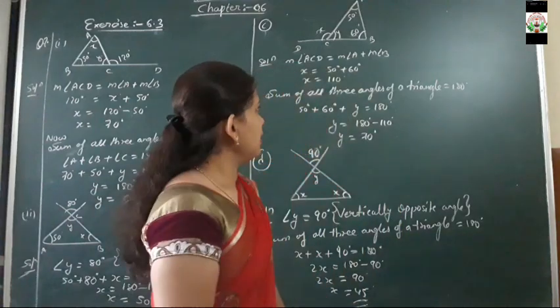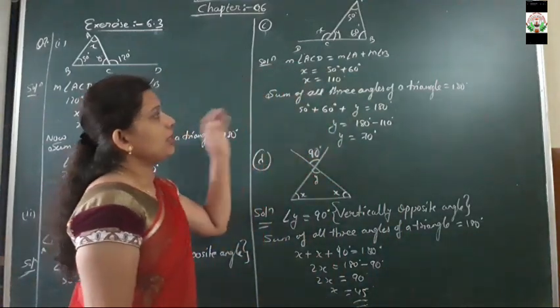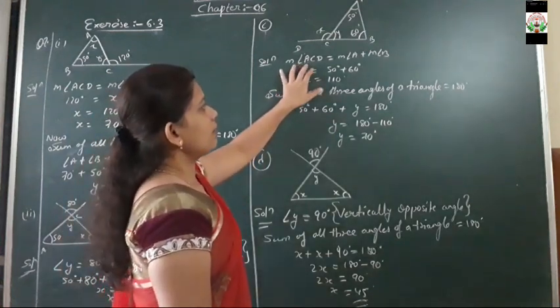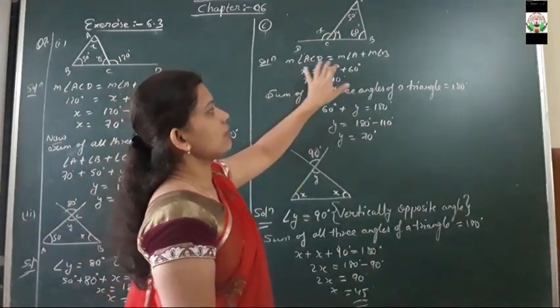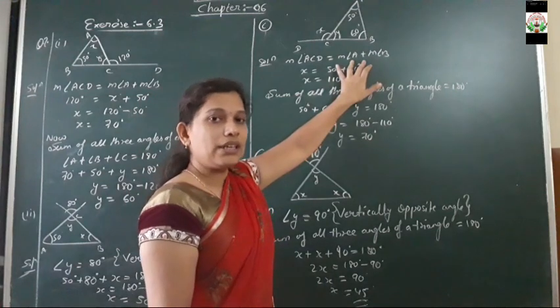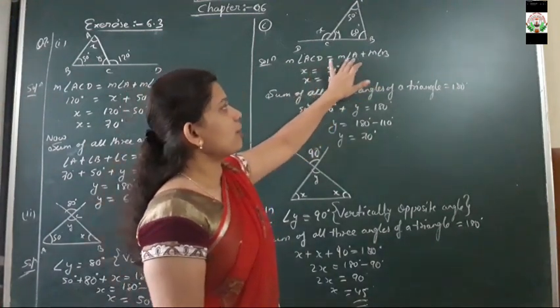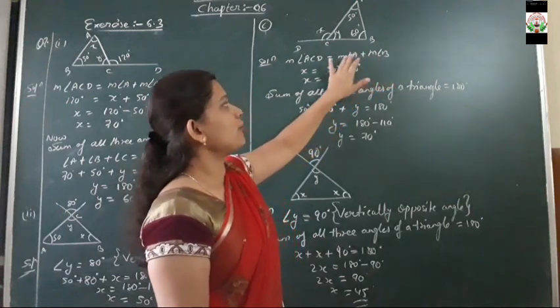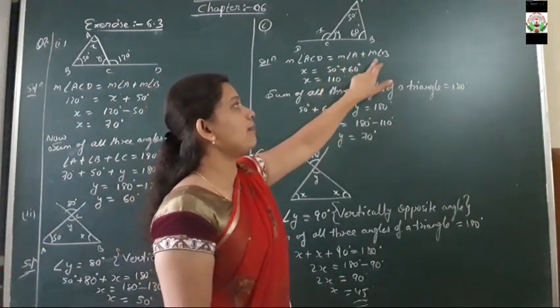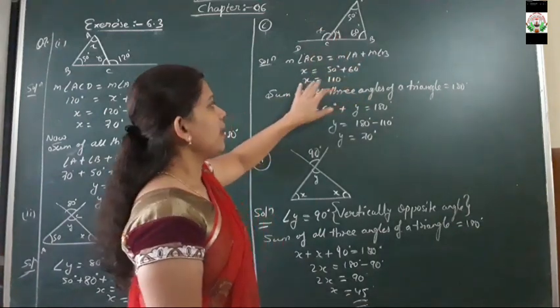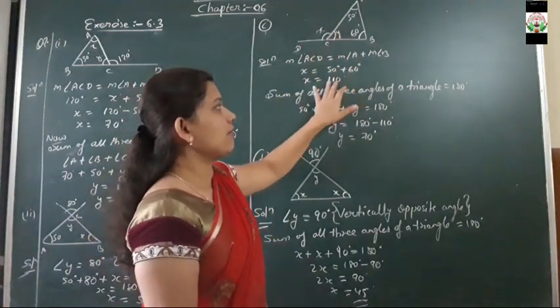Clear? In the same way, moving toward the C part of the question, again we have to use both properties. That is, the measure of the exterior angle is equal to the sum of the interior opposite angles of a triangle. So measure of angle ACD is equal to measure of angle A plus measure of angle B, where measure of angle A is 50 and measure of angle B is 60. These values we are getting from the figure itself. Okay, x is equal to 50 plus 60, which is 110.